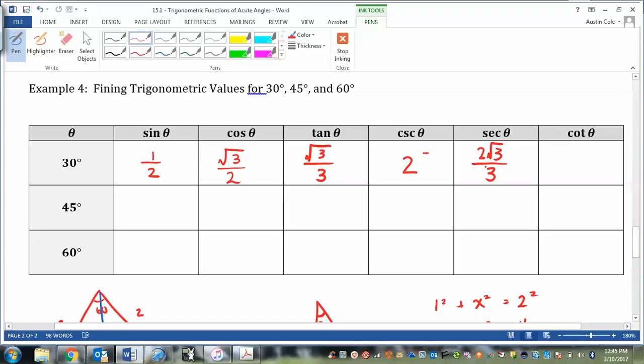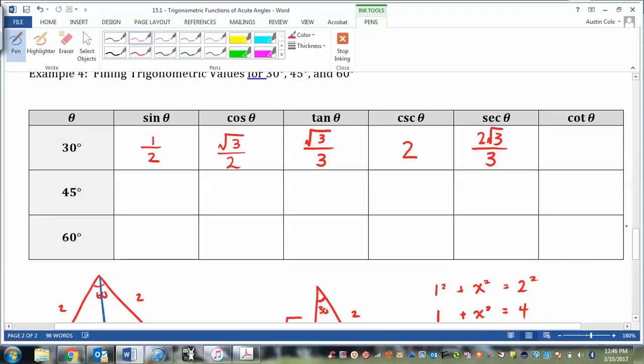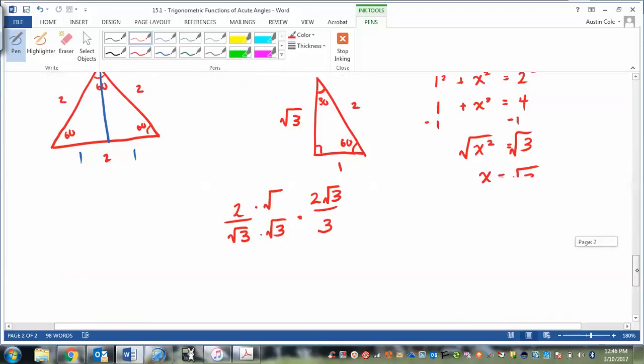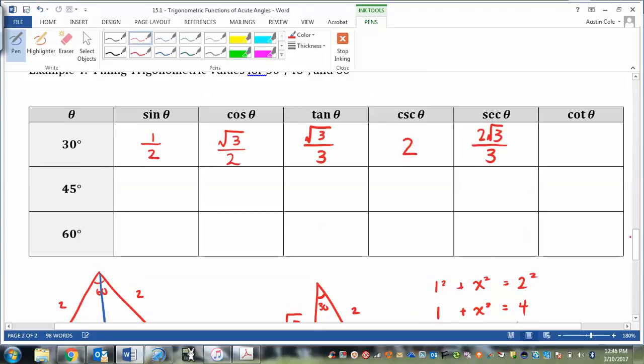Okay, and then lastly, cotangent, we need to reciprocate tangent. So this becomes 3 over the square root of 3, right? And then multiply by the square root of 3 in the top and the bottom. In the numerator, it becomes 3 square root of 3. And in the denominator, it becomes 3. The threes cancel, don't they? So cotangent of 30 degrees is just the square root of 3.